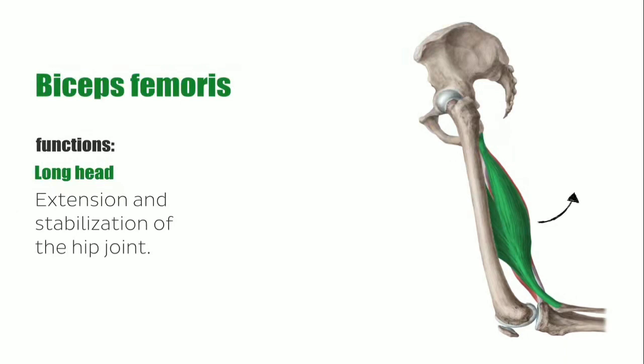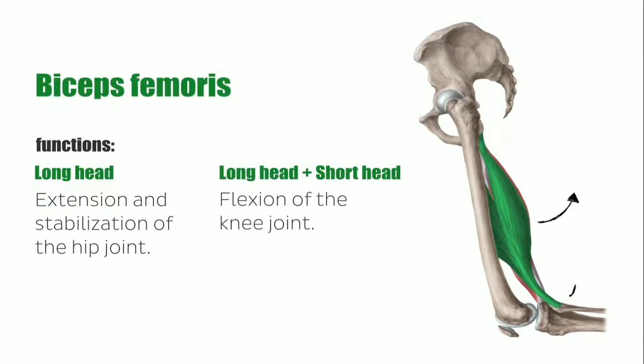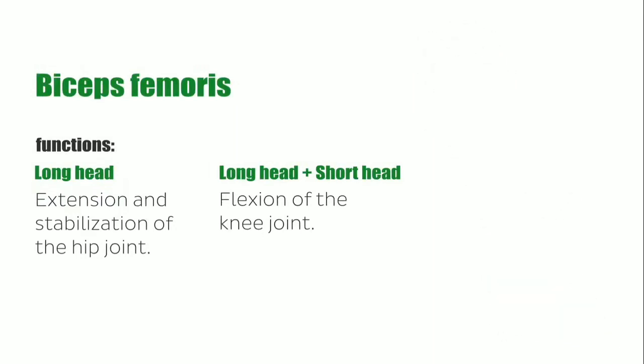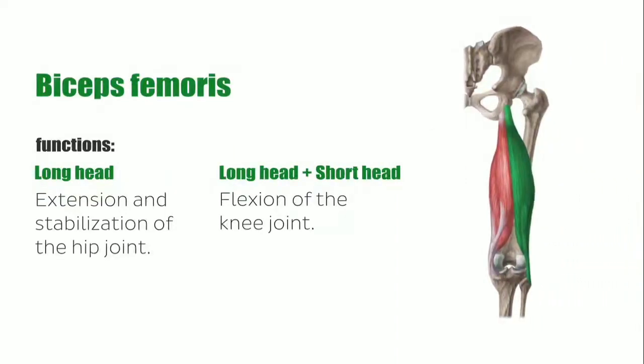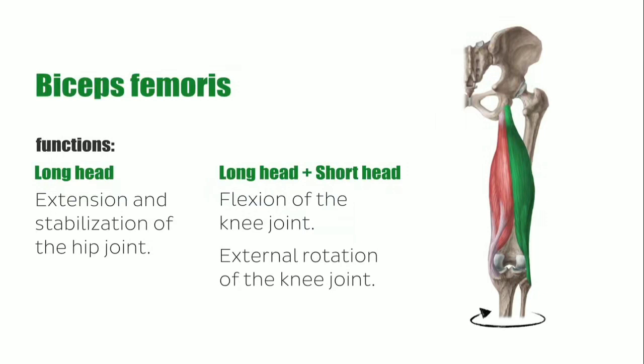You can see here an arrow that shows extension of the thigh. Now, when the long head and the short head work together, these are going to be able to flex the knee joint, as you can clearly see here on this image as well. Also, the biceps femoris is the only muscle from that list of posterior thigh muscles that can perform a little bit of external rotation of the knee joint, indicated here by this arrow.